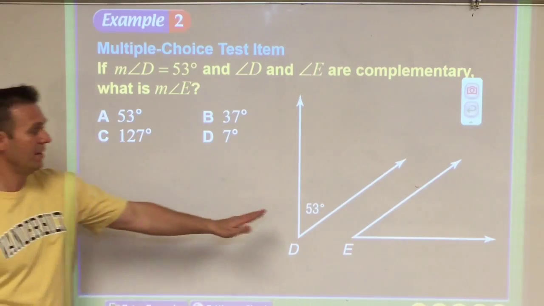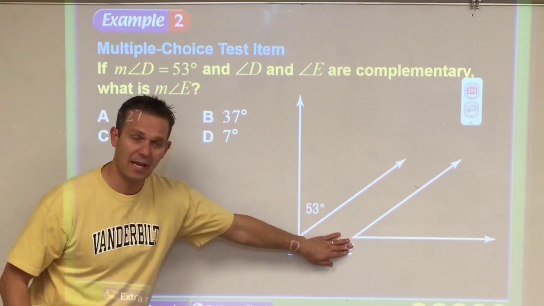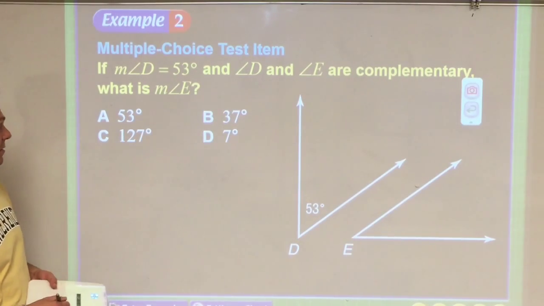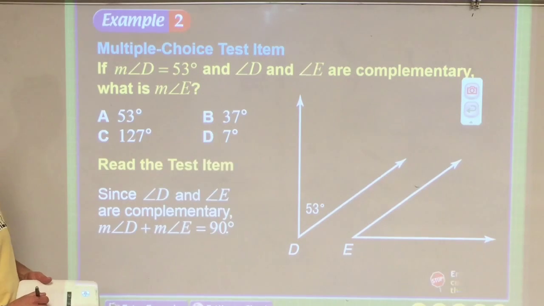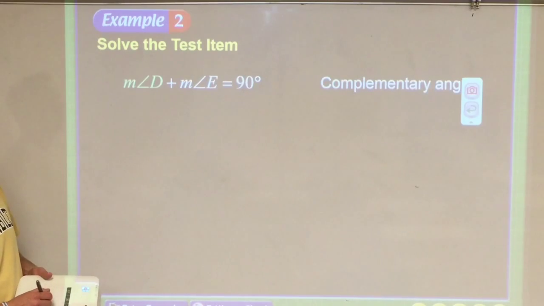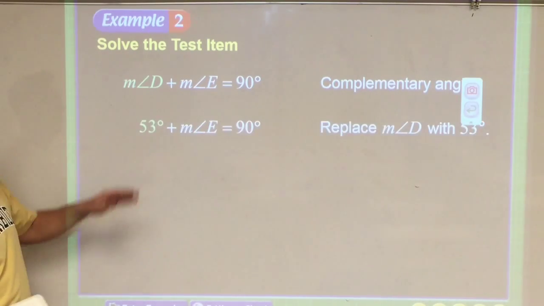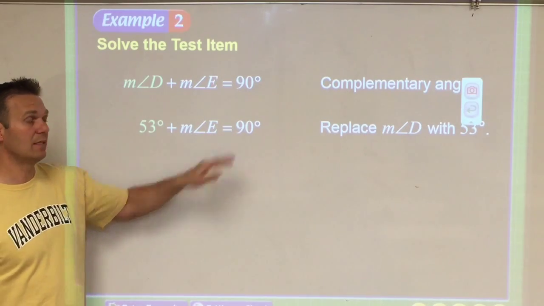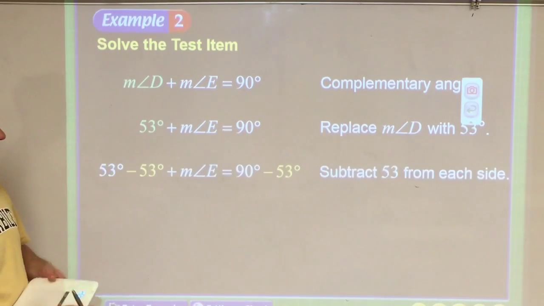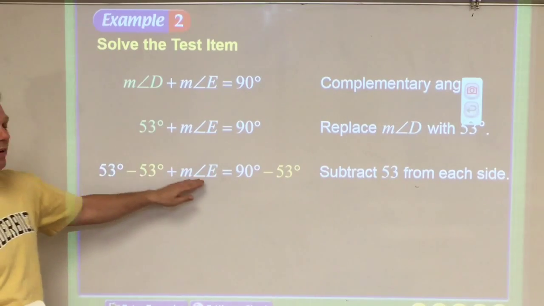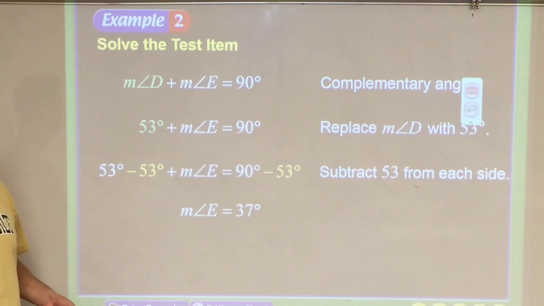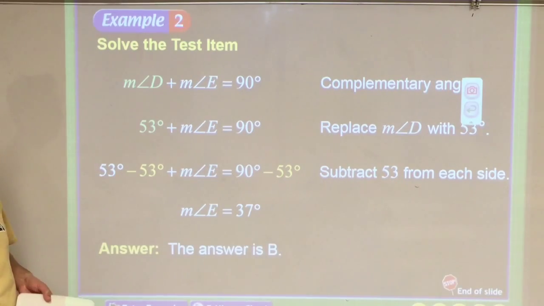So if this angle is 53 degrees and this has to add up to 90, couldn't you just take 90 and subtract 53? And yes, you could. And when you do that, you will notice that to solve it, basically you're going to have that 53 degree angle plus whatever angle E is going to equal 90 degrees. So really, we're going to subtract 53 from this side to find out angle E. 90 minus 53 gives you the answer, 37 degrees. So your answer would have been B.